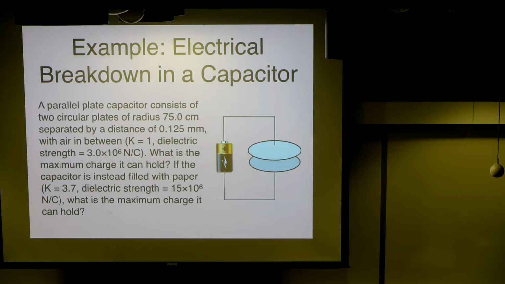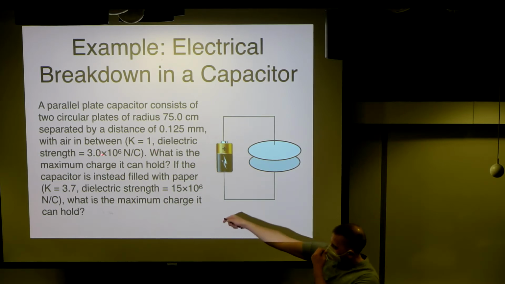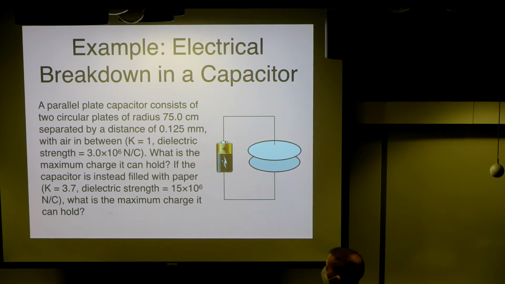Let's do an example using this idea. Let's say we have a parallel plate capacitor and it consists of two circular plates. Each one has a radius of 75 centimeters, and the separation, the distance between them, is 0.125 millimeters. At first, we're going to suppose that in between the plates we just have air, where K is basically equal to 1. It's a little more than 1, but we're just going to use 1 here. It's close enough. And the dielectric strength is 3 times 10 to the 6 newtons per coulomb.